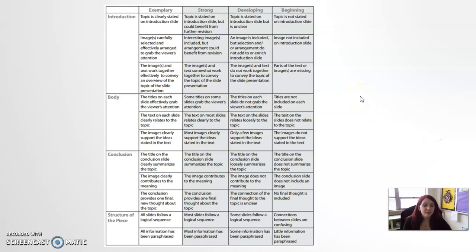When finishing your slide presentation, remember to refer to this rubric. This rubric is exactly what we're going to be looking at when we are grading it. So it's very important we refer back to this when you create it.